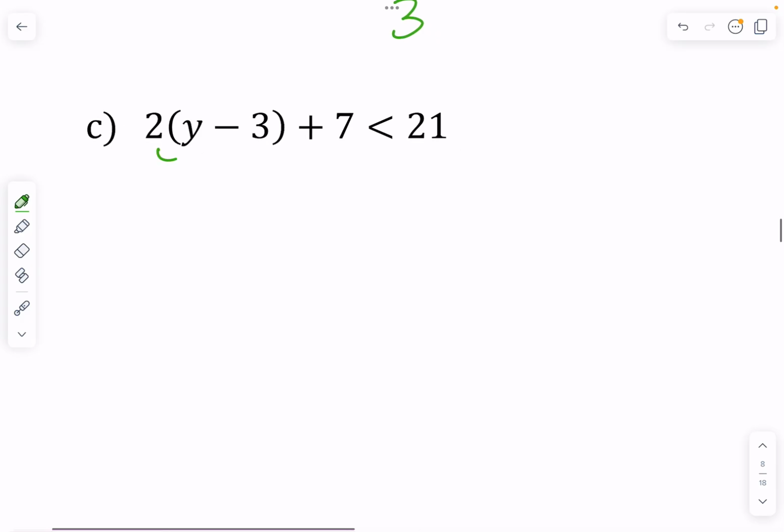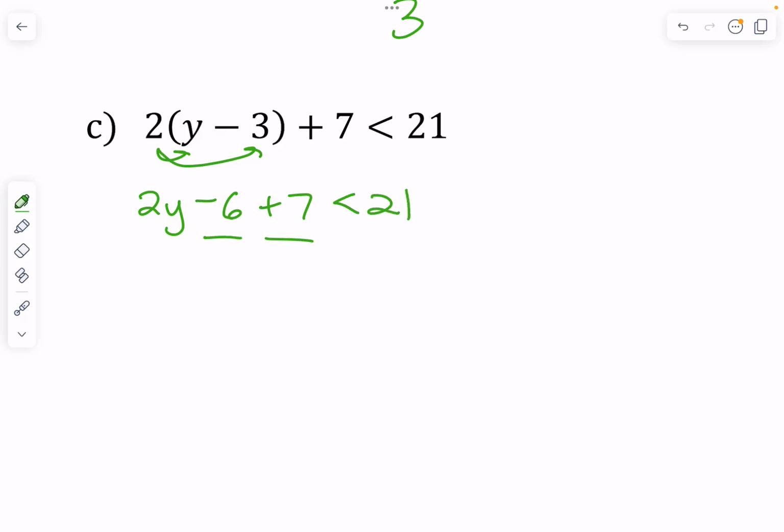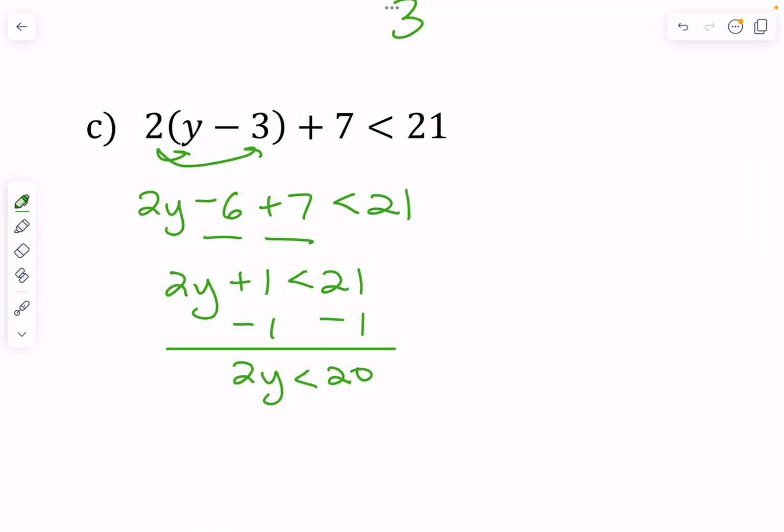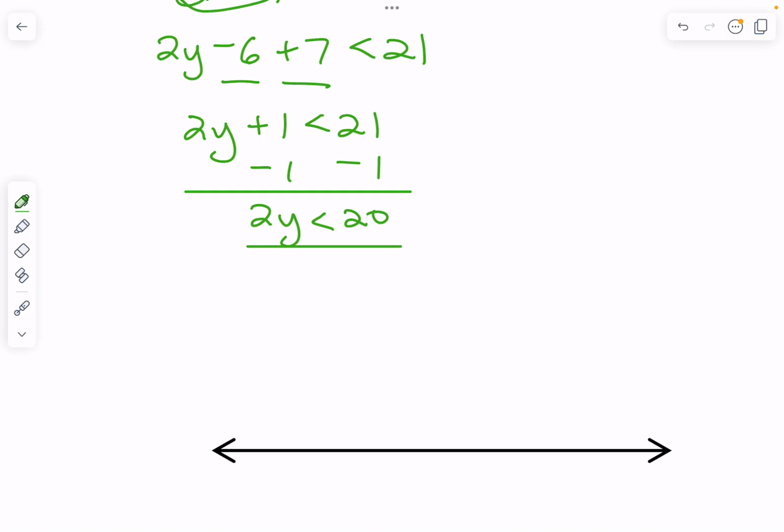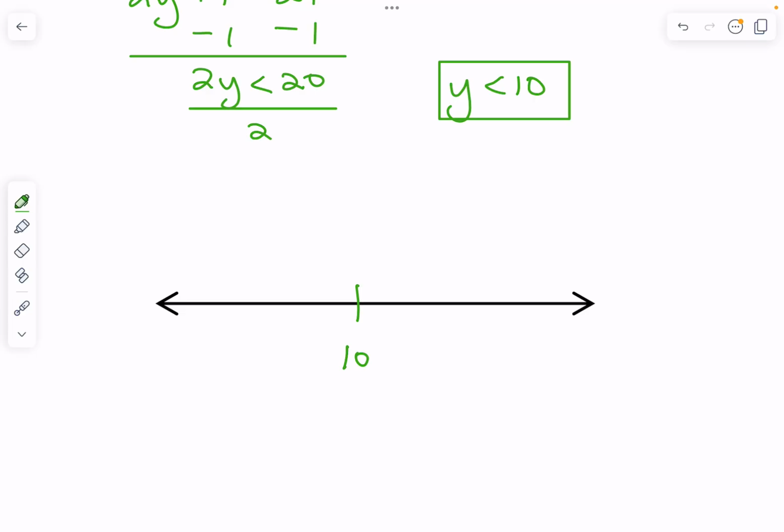For C, there's distribution. Okay, combine like terms. Subtract 1 to remove my constant. Divide by 2 to remove my coefficient. I get y. To graph, put a 10. Open circle, shaded to the left.